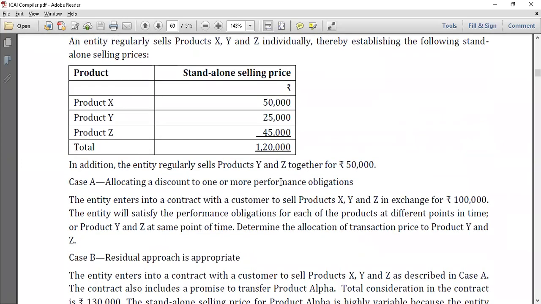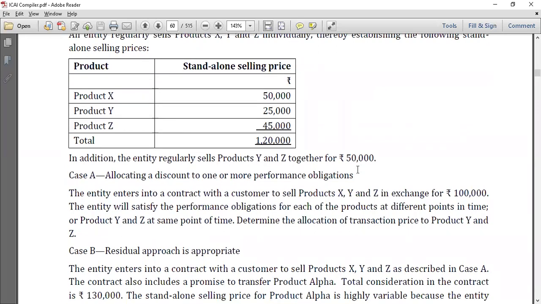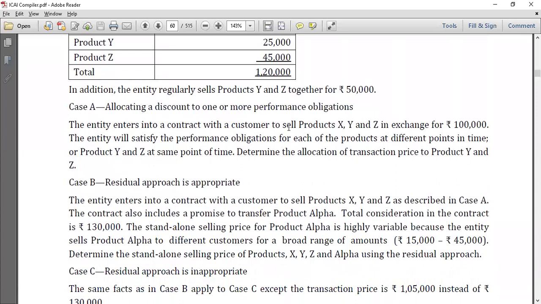So in this question, you can see that products X, Y, and Z are there. X is 50,000 and Y and Z are sold together at 50,000. In the same way, in the earlier problem, we don't know that B and C will be sold together at 5,000. That's why we are allocating the discount to all three products proportionately. Here in the first case, the entity enters into a contract with the customer to sell X, Y, and Z for 1 lakh, meaning X, Y, and Z worth 1,20,000 will be sold for 1 lakh. There is a discount of 20,000.